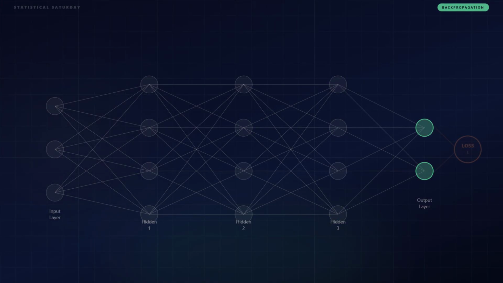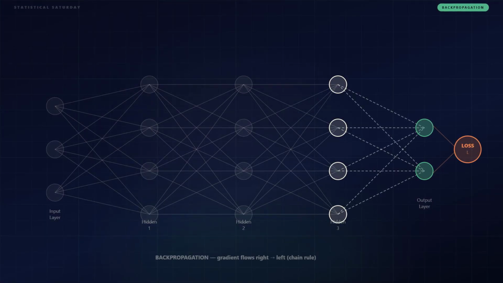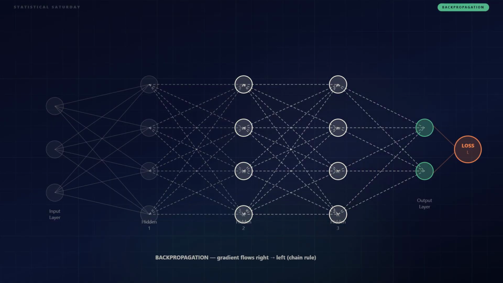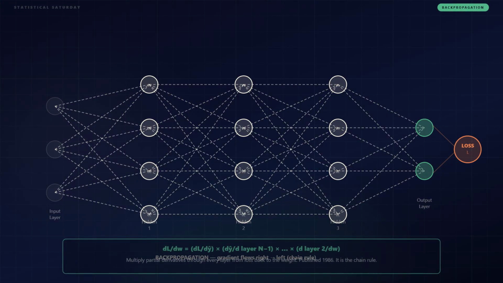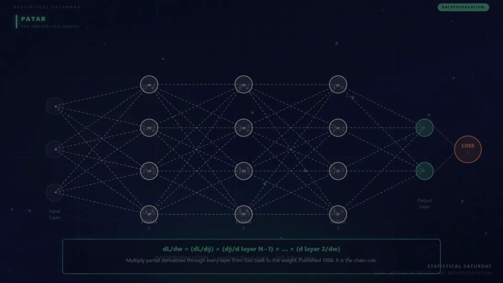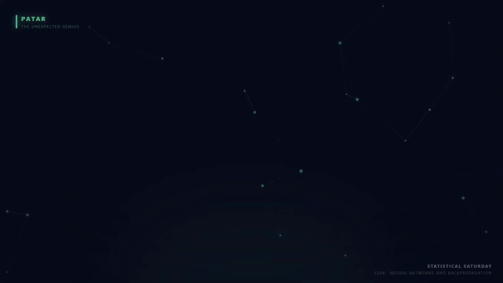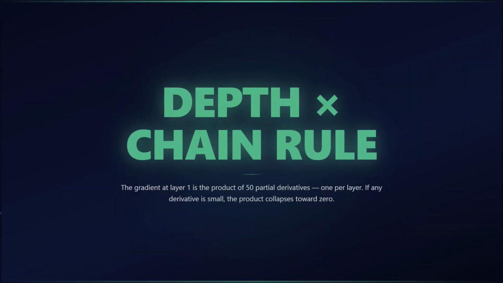To find how a weight in layer 1 contributed to the loss, you multiply partial derivatives through every subsequent layer. dL over dw equals dL over the final output times the derivative of the final layer with respect to its input times the derivative of each prior layer back to w. You compute this backward, starting from the loss, moving toward the input. Backpropagation, published 1986. It is the chain rule applied in a specific order.